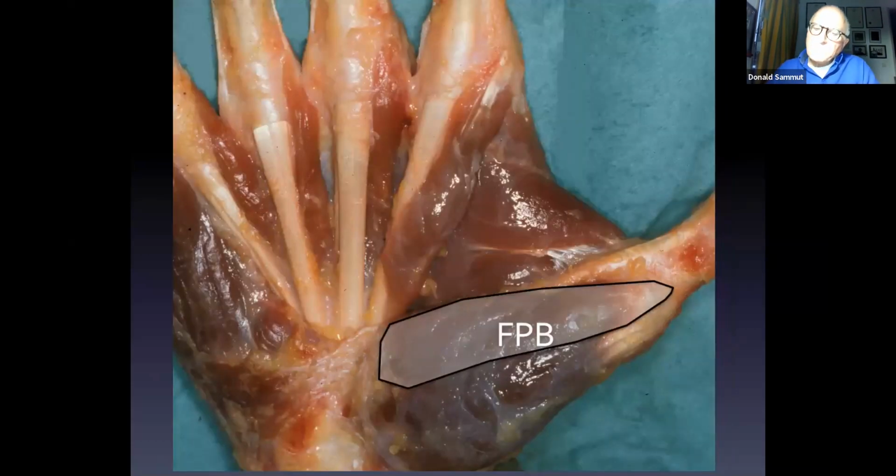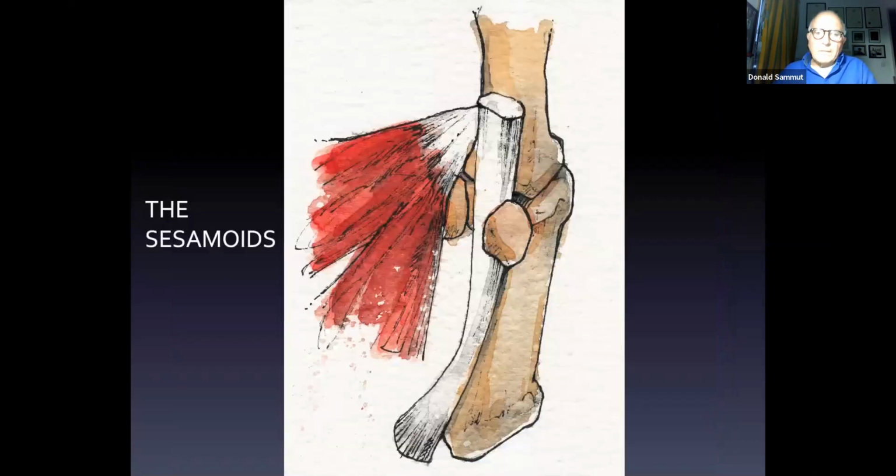The flexor pollicis brevis is a muscle that lends itself to others and supplements others, as we shall see. One of its main functions is to stabilize the MCP joint in exactly the same way as the interossei stabilize the proximal phalanx and the MP joint of the long digits. And this brings me to the sesamoids. Let's look at how sesamoids work and why we have them.